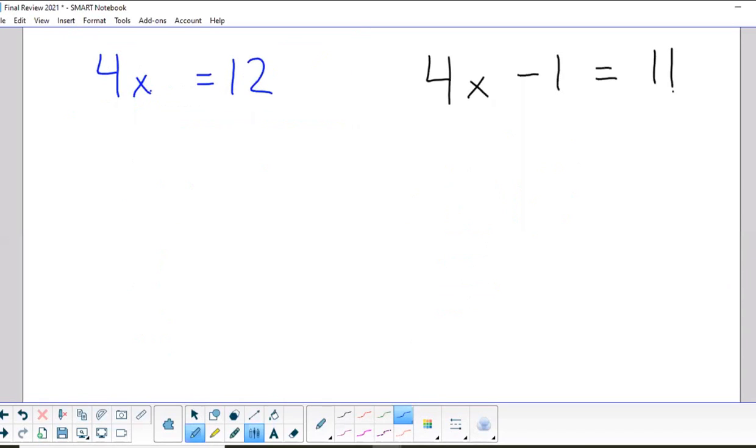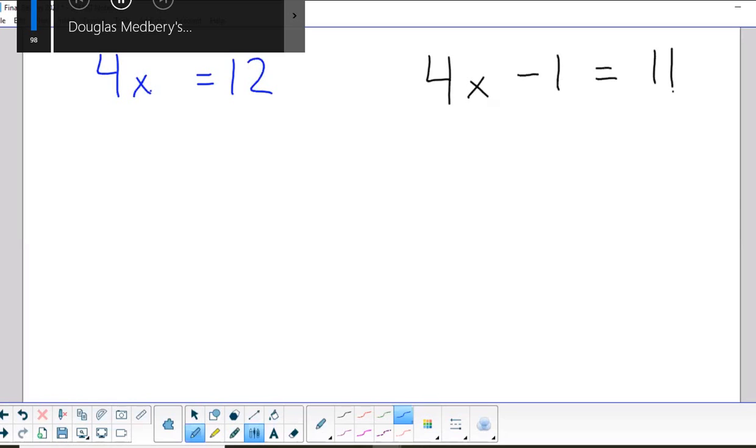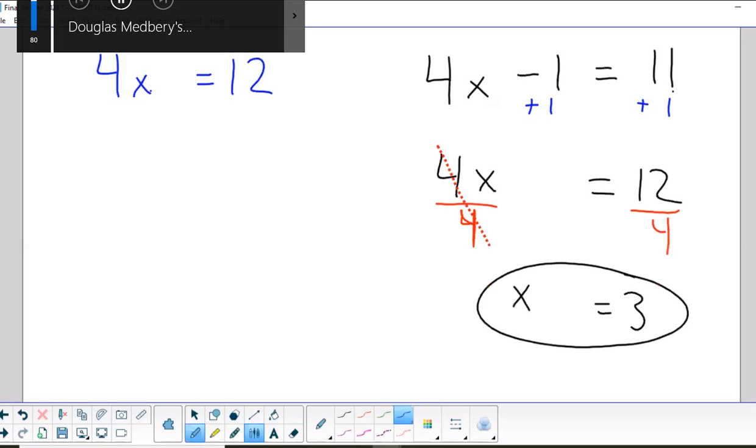All right. Now notice these 2 equations here. So the one on the right here, how do we solve the one on the right? What would we do? What's my first step on the right problem right here? Plus 1. So I add 1, and that's going to give me 4x equals 12. What would you do next? Divide by 4, and that gives us 3.